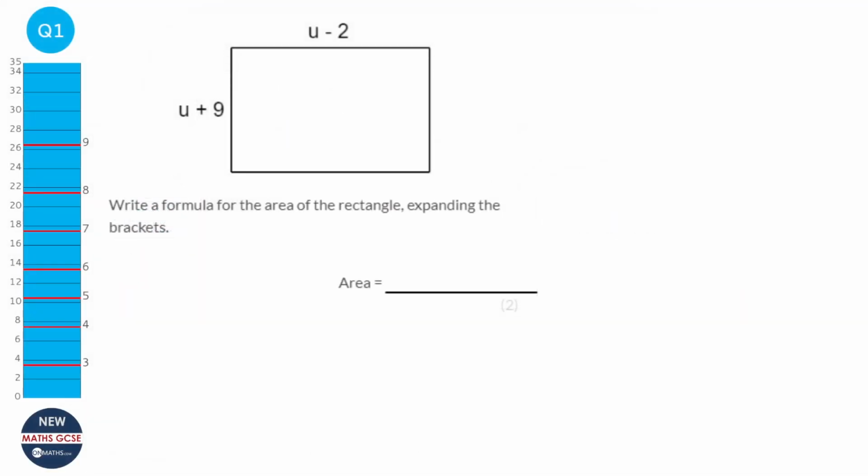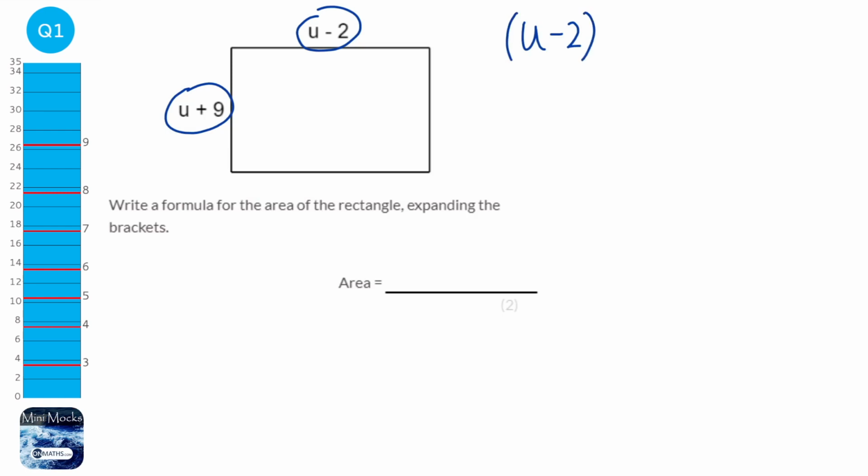So to find the area of a rectangle, we just multiply the width and the length. That's what we're going to do here. But whenever you have an expression representing a length or a width or anything really, you just put brackets around it. So we go (u minus 2) times (u plus 9).